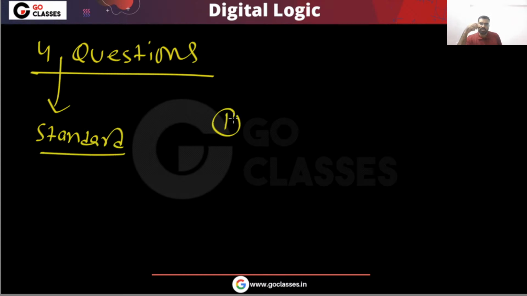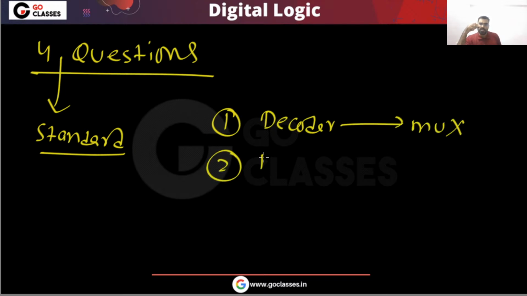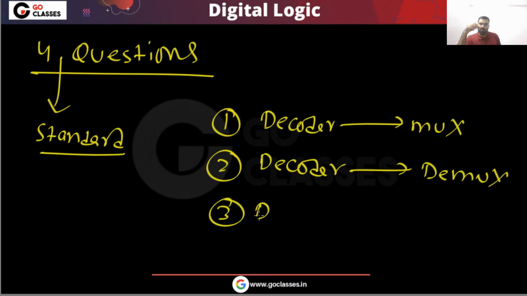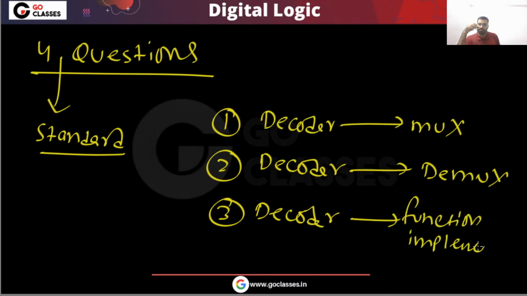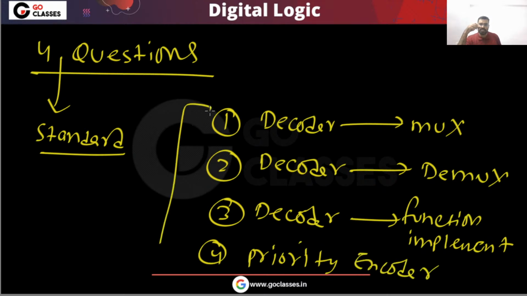Okay. The first question was, from a decoder, how can you create a multiplexer? The second question was, from a decoder, how can you create a demultiplexer? And the third question was, from a decoder, how can you implement a function? And the fourth question was the priority encoder. So these 4 questions we have seen in this video, in this standard session.